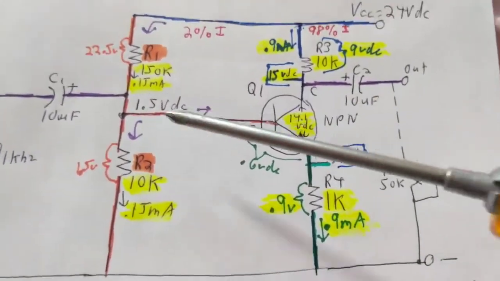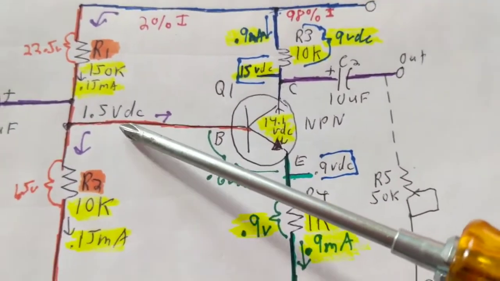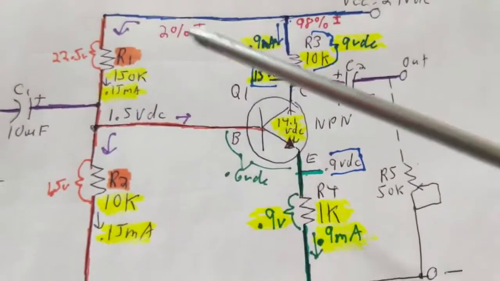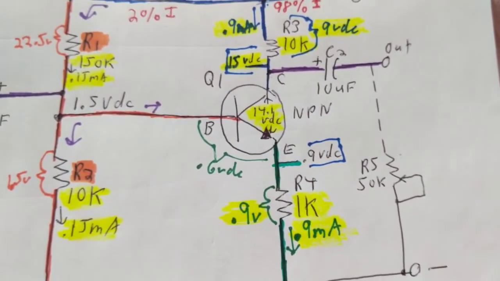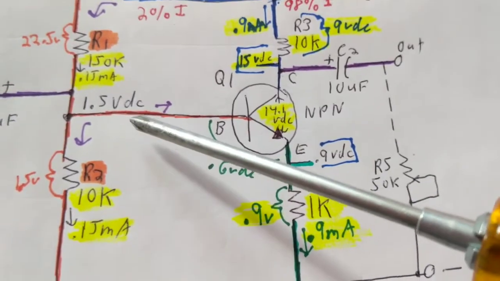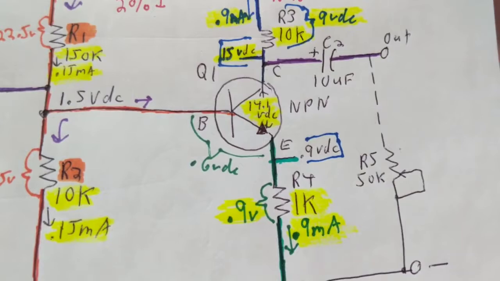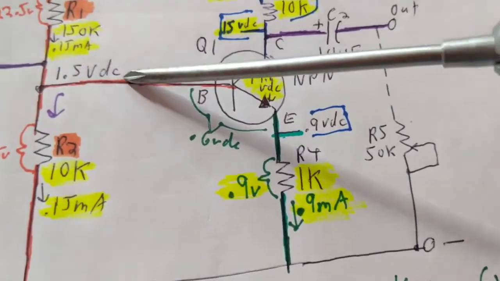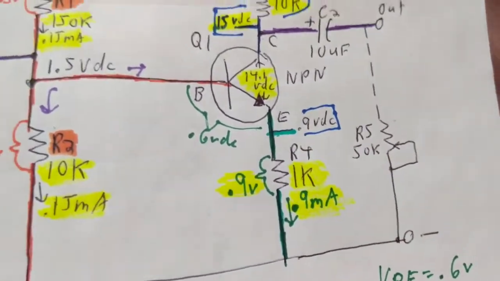Now, I figured out the current, but let's go over here. We know this is 1.5 volts. We established it from a formula or by the voltage divider rule. We know we drop 0.7 volts, 0.6 volts, doesn't matter, across a forward biased junction, base to emitter. This leaves us with 0.9 volts at the emitter.